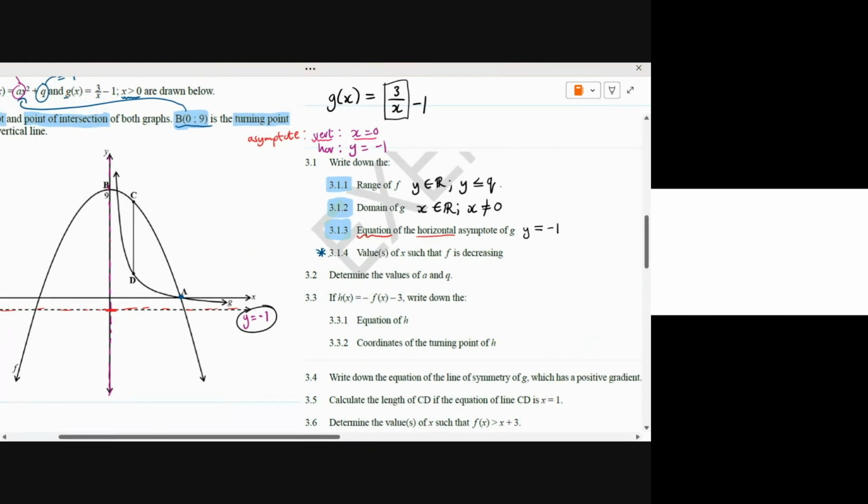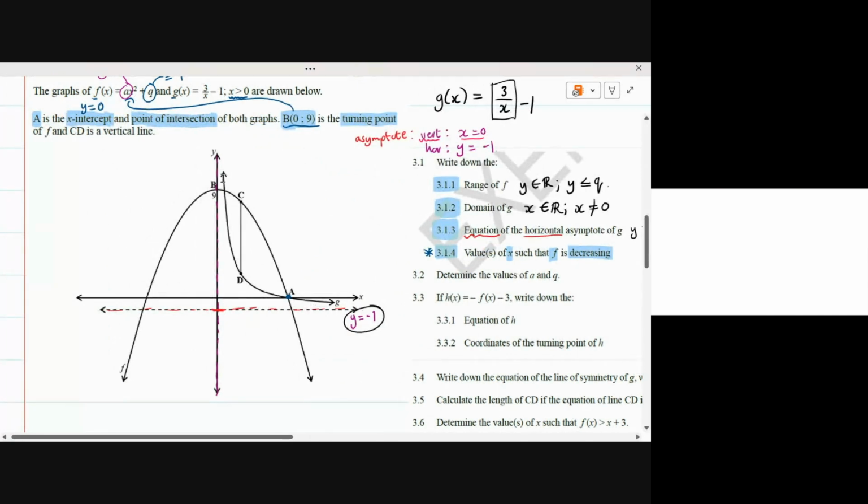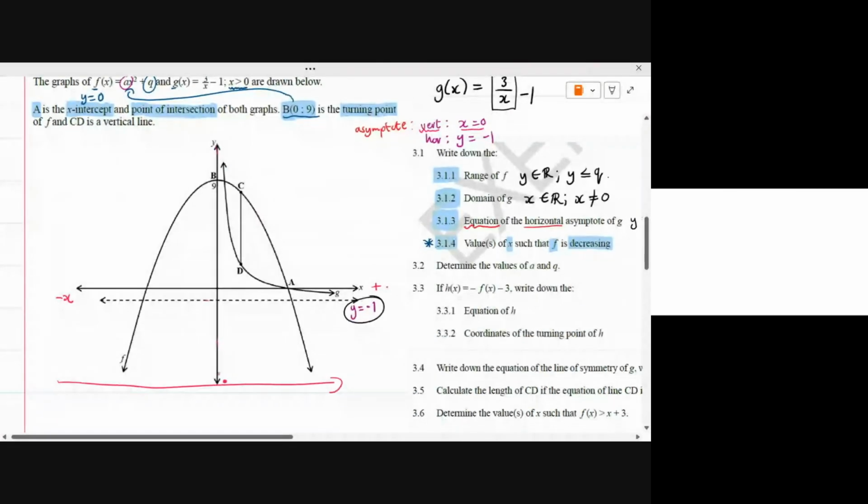So in 3.1.4, the question says, write down the values of x such that f is decreasing. All right, let's go ahead and look at our graph. Now, guys, whenever we read anything in mathematics, we start with the smaller numbers and work our way to the bigger numbers. When we interpret our graphs, we always interpret them from left to right, from the negative x to the positive x. Even if we were looking at our y values, we would look from the negative y going up towards positive y.